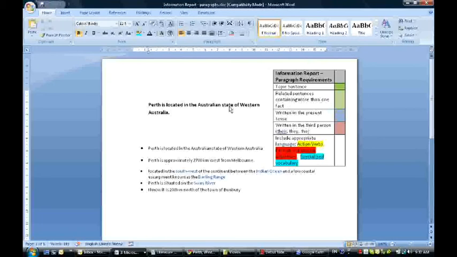Perth is located in the Australian state of Western Australia, approximately 2,700 kilometres west of Melbourne. Okay, so I've covered those two pieces of information. Alright, now moving on.